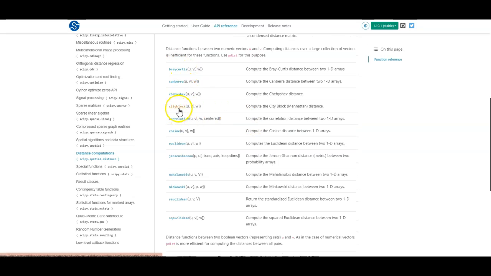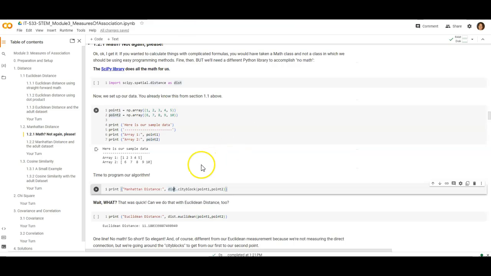Not just our city block distance, which is our Manhattan distance that we're going to use, but we also have correlation at our disposal. We have cosine as the cosine distance. We also have the Euclidean distance and a whole lot of others. So that makes things very convenient for us. Here we're going to use dist.cityblock between point 1 and point 2.